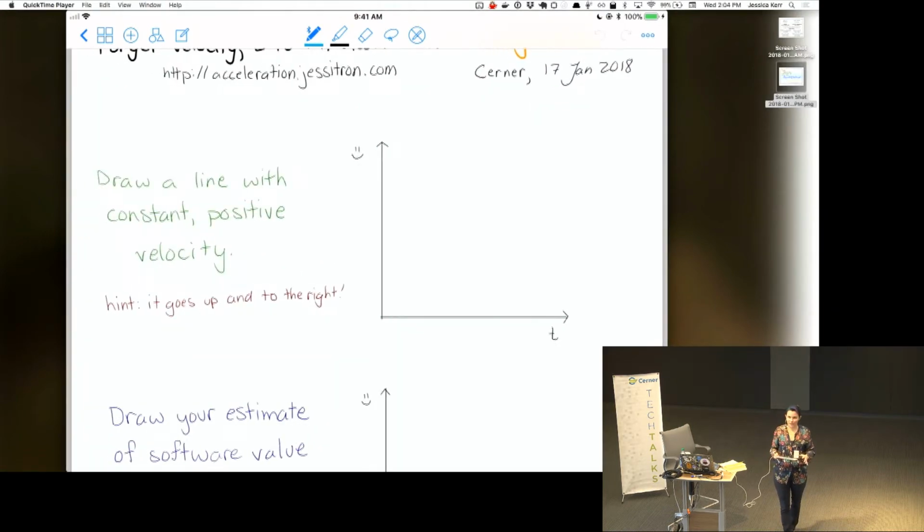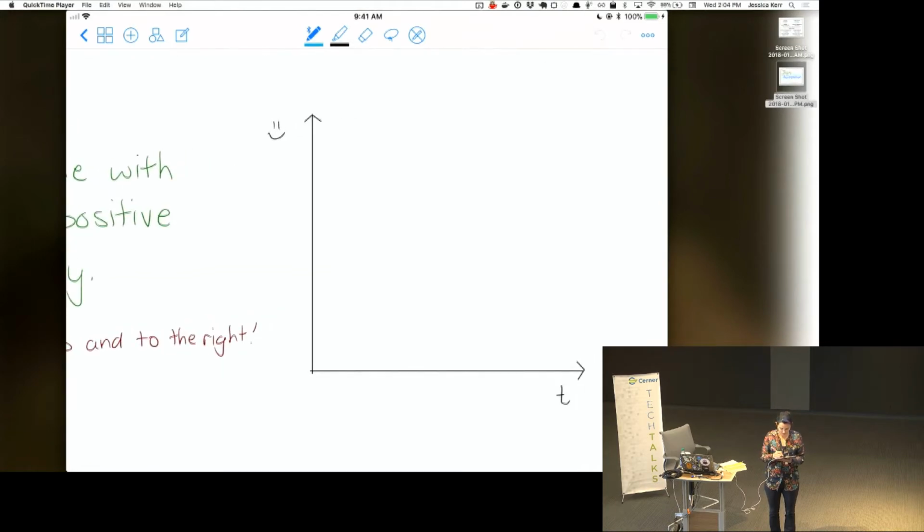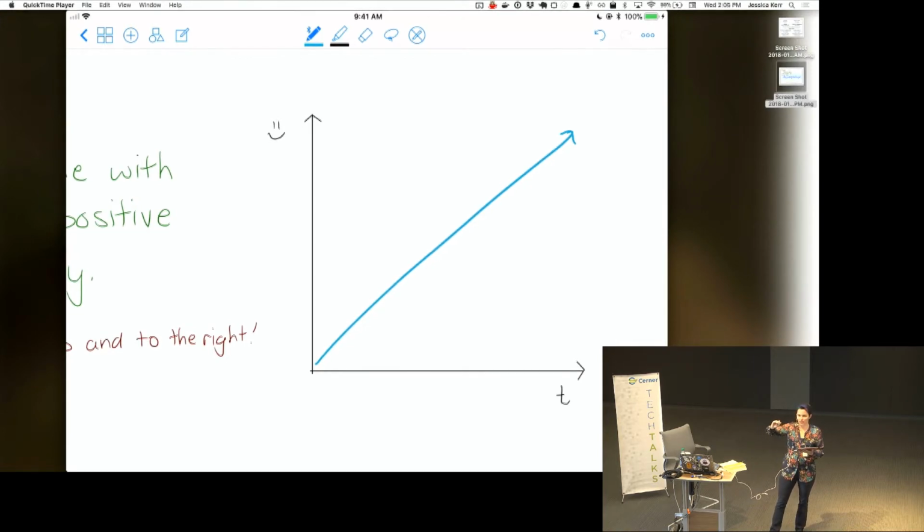So if you have a worksheet, you might consider a study in velocity and acceleration. The first activity is to draw a line with constant positive velocity, something like that. This graph is happiness over time, where the happy face represents the value of our software to our users, and time represents how much time we've spent working on it. This is what managers want this graph to look like. Everyone loves this graph because it's nice and steady and predictable, and it goes up and to the right, as all good graphs should.